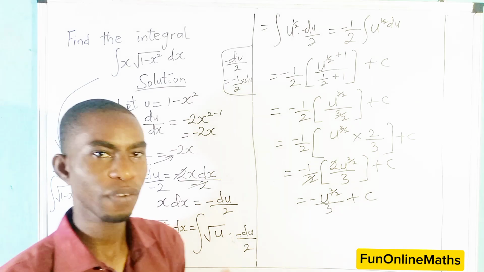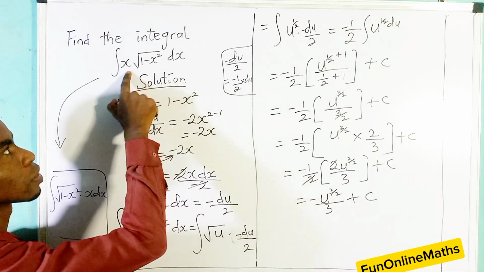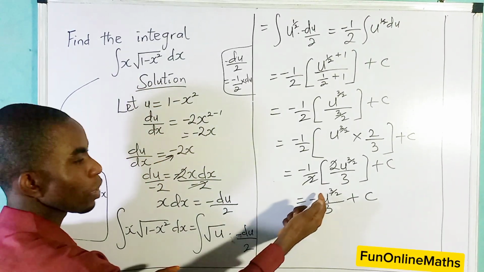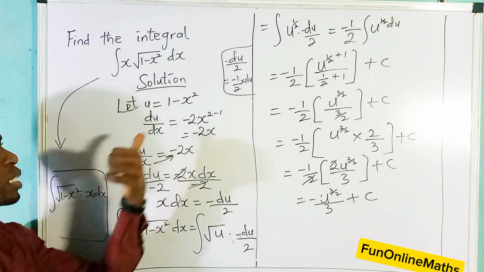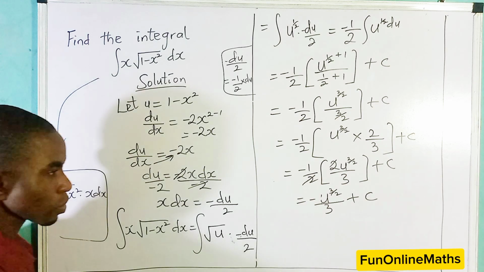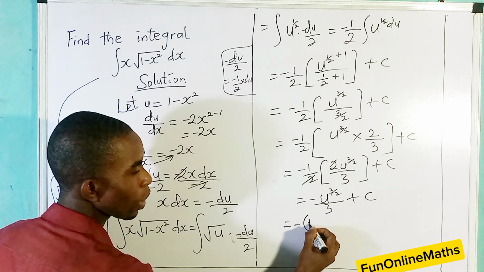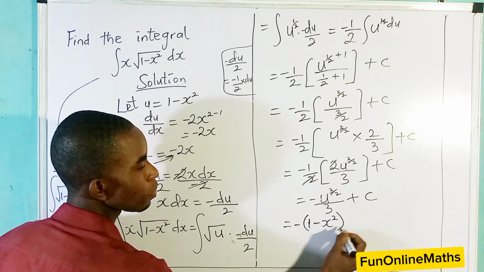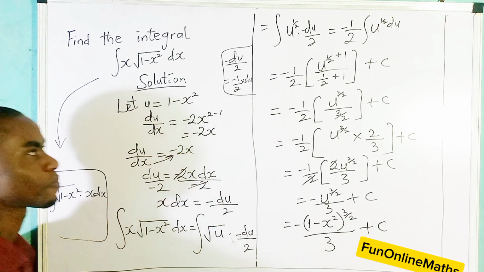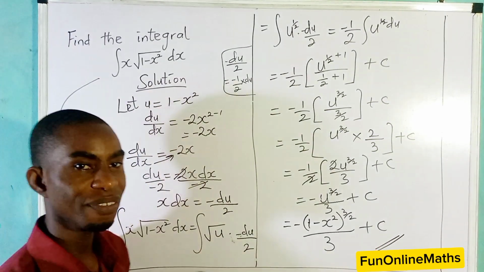Well, that is not our final answer, because in our original question we are told the value is in x, not u. So if you come back here, we have to replace u with its original substitution. u was 1 minus x squared. So this is minus, instead of u, I'm going to write 1 minus x squared to the power of 3 over 2, divided by 3, plus c. Now, this is where I'll wrap it up, because that's my final answer.